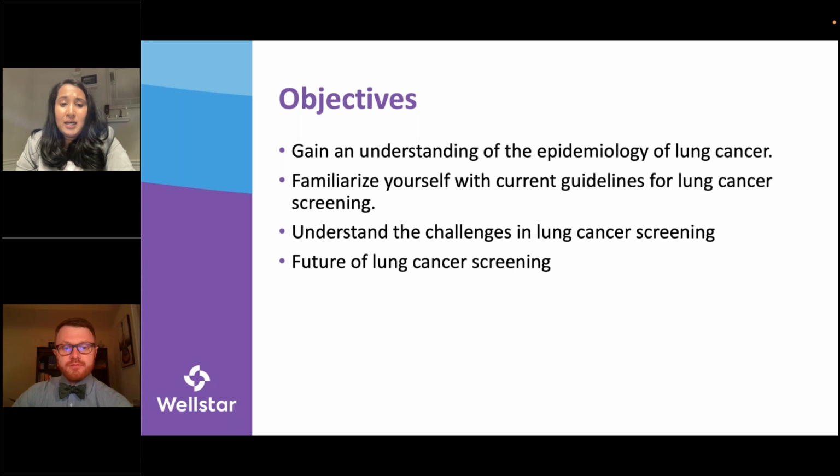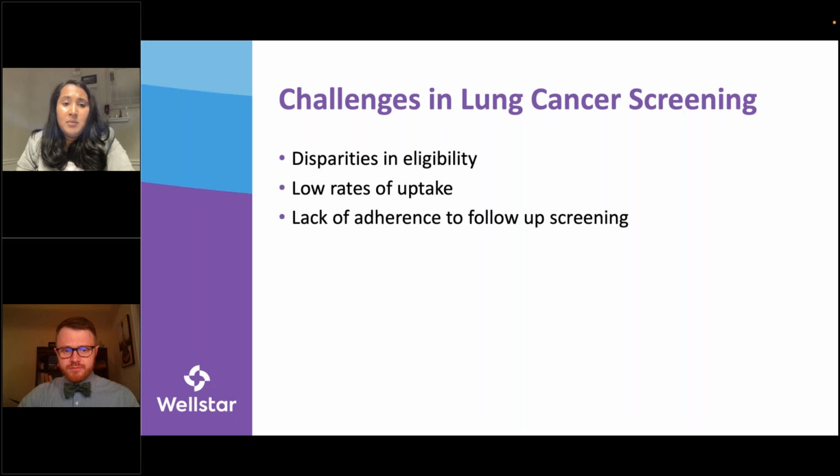Despite these changes in guidelines, or changes in criteria for the guidelines, there are still some challenges that we face when it comes to lung cancer screening. Those challenges still exist as far as disparities in eligibility. We're still facing low rates of uptake. And then, lung cancer screening is not a one and done type of thing. It's something that patients have to come back for year after year. And there's still lack of adherence to follow-up scans, that patients are not following through on.